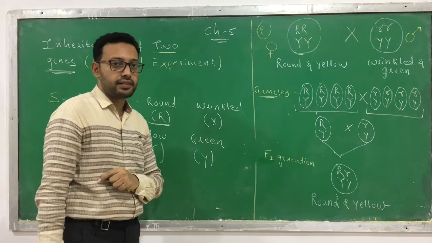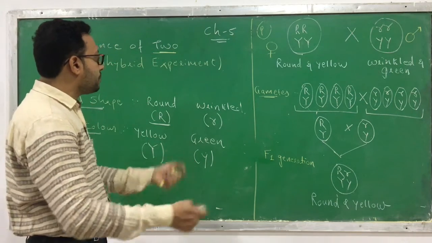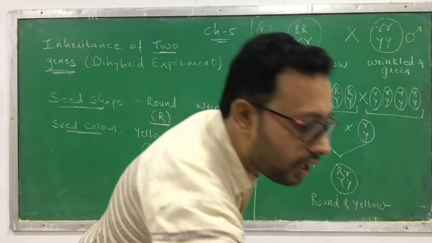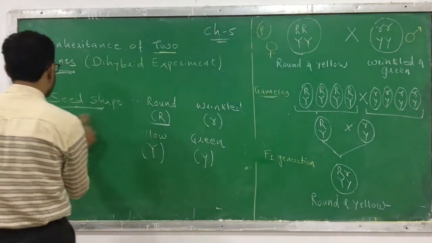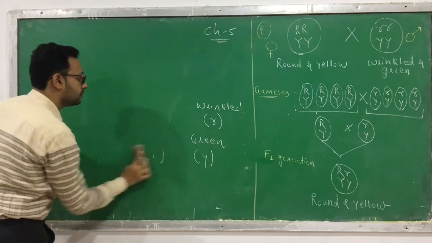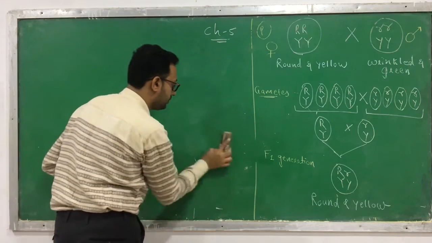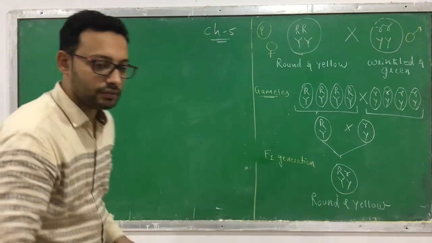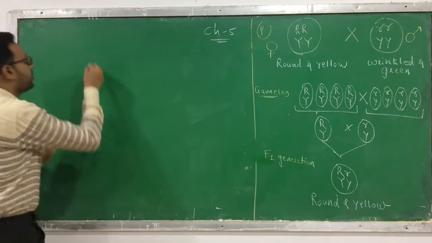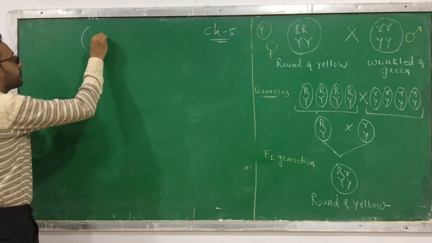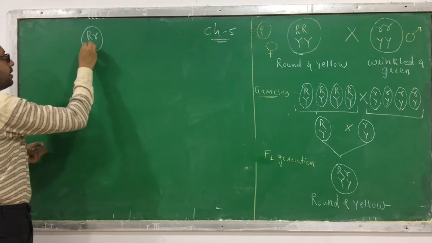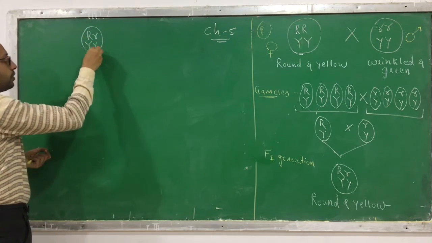Okay, clear? Now we are starting to form the F2 generation. F2. Okay, so I am showing you how to form an F2 generation. So this is the F1 generation. I am writing it over here. Which F1 generation have we obtained? We have obtained capital R, small r, capital Y, small y.